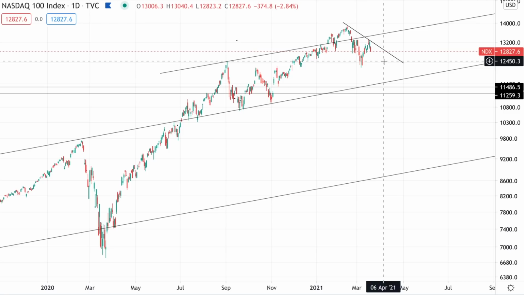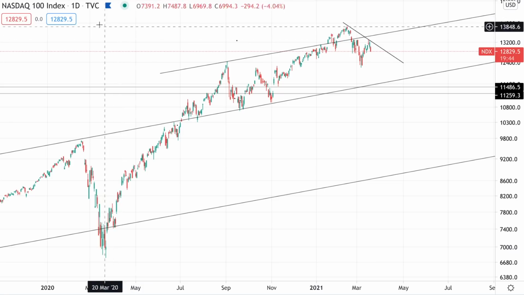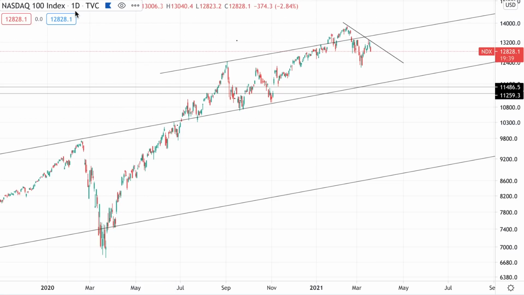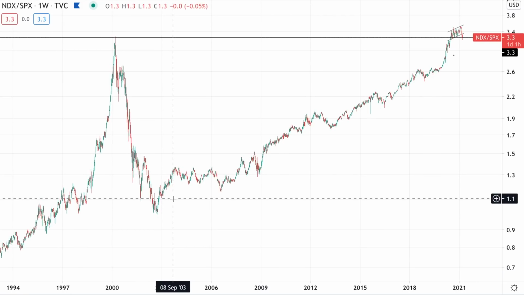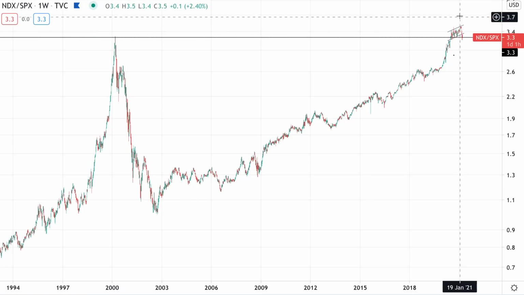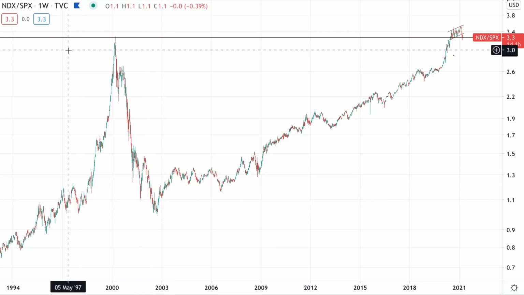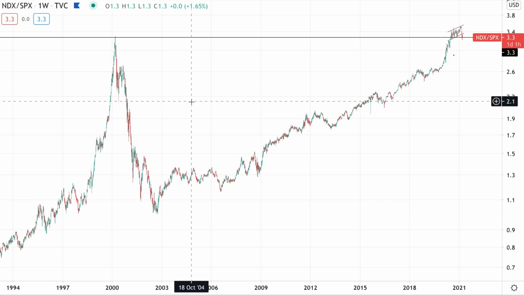Now we're going to start off this video by taking a look at the technical picture of the NASDAQ 100 on this daily chart, then zoom out to the longer term time frame, see what's going on there. And then I want to take a look at this chart right here, the NASDAQ 100 divided by the S&P 500. You can see this is the .com bubble, and we're right here. Are we about to see something similar to what happened during 2000 to 2003? And then we're going to discuss the fundamentals behind the tech sector. So without further ado, let's get right into it.